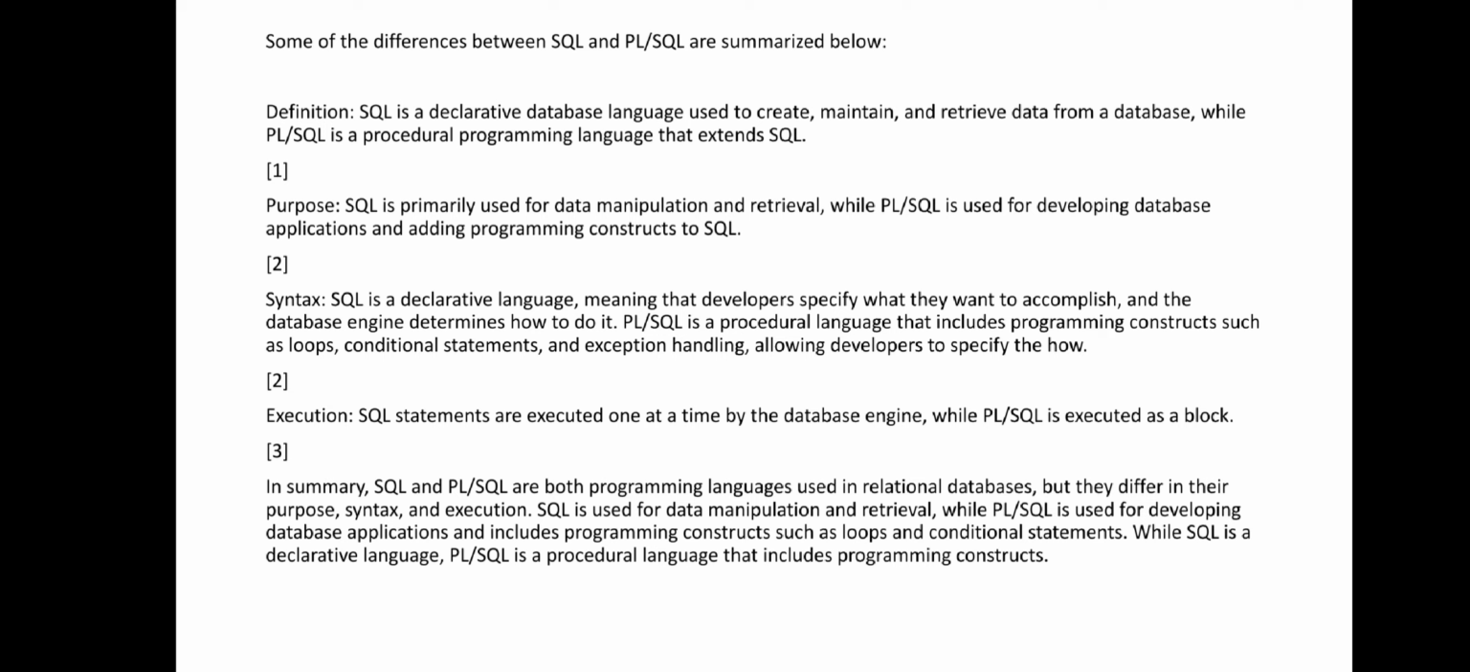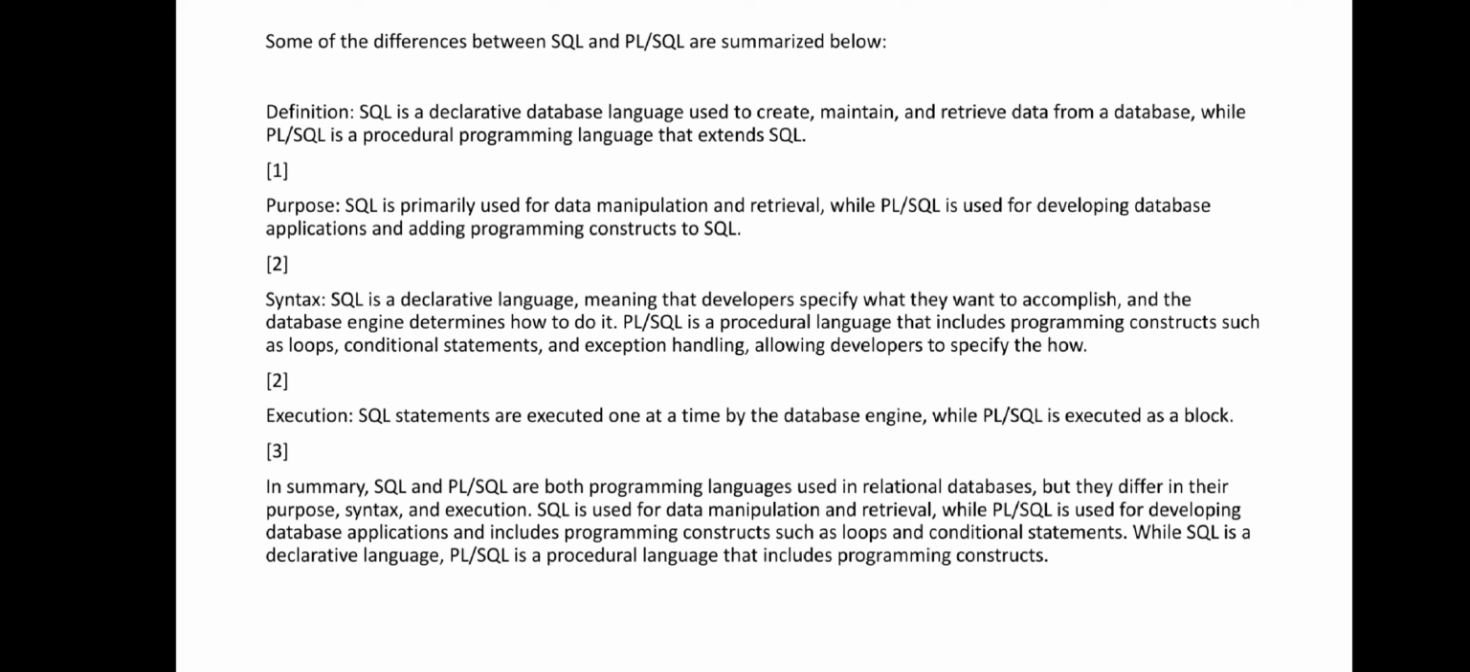PL/SQL is a procedural language that includes programming constructs such as loops, conditional statements, and exception handling, allowing developers to specify the how. Execution: SQL statements are executed one at a time by the database engine, while PL/SQL is executed as a block.